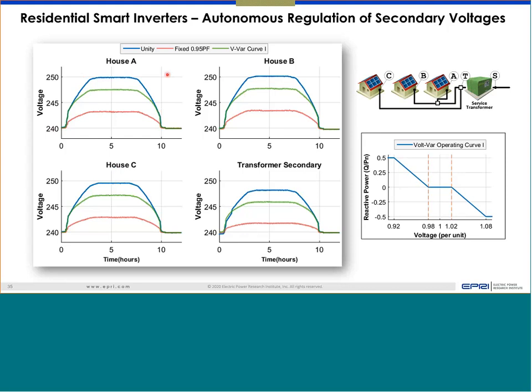Then when you activate the 0.95 power factor, in almost all cases voltage was below 244. So it significantly reduced the overvoltage, almost by 6 volt for all 3 houses, and you can see a similar impact at the transformer secondary, which also is not seeing the same level of high voltage when operated at 0.95 power factor.